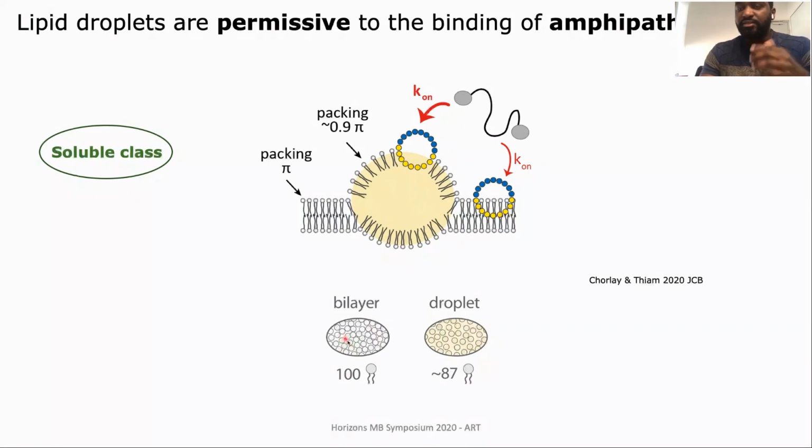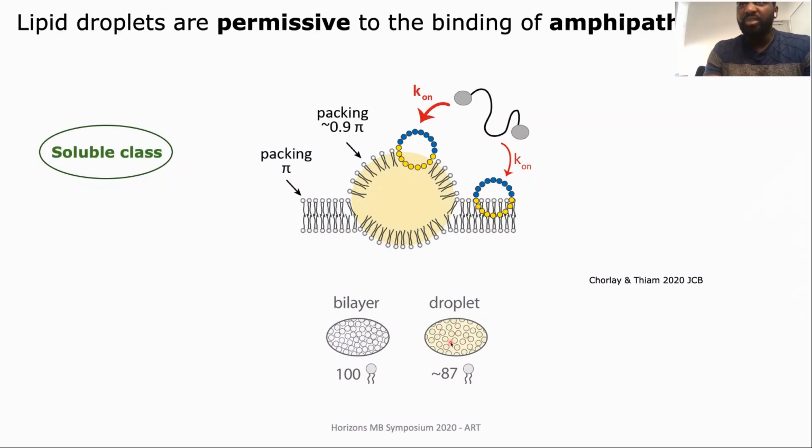So here, this is a kind of top view of the bilayer surface. Each circle is a phospholipid head group. And here, it is the droplet surface. So the lipid droplet surface is sparser than the bilayer, and therefore amphipathic helices have more accessibility to this hydrophobic region.